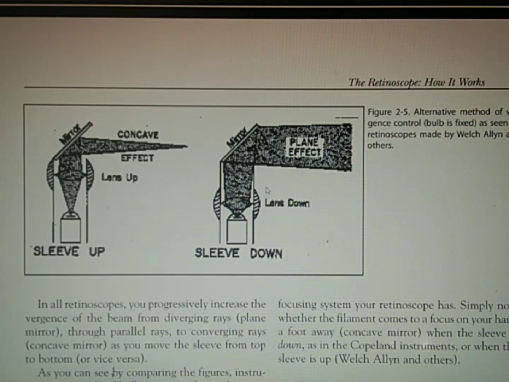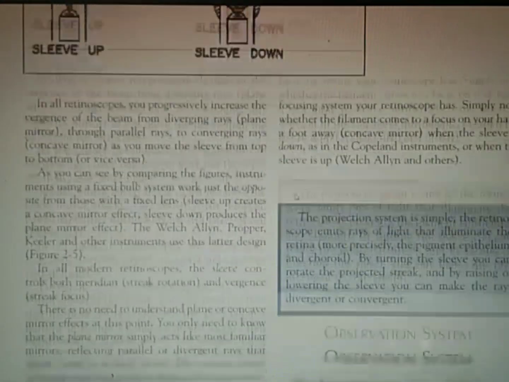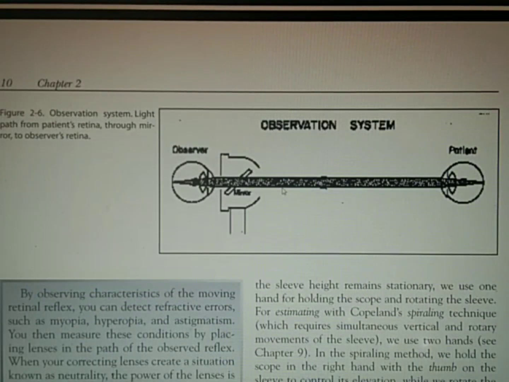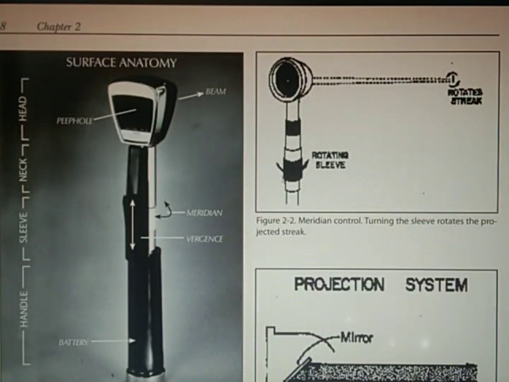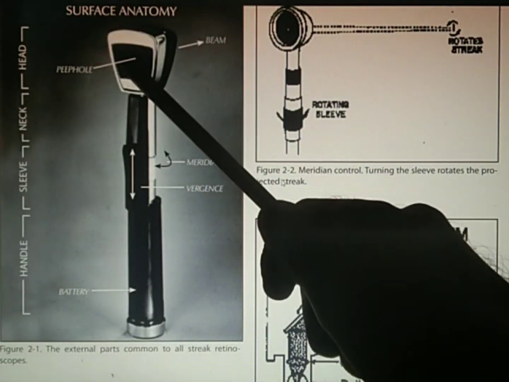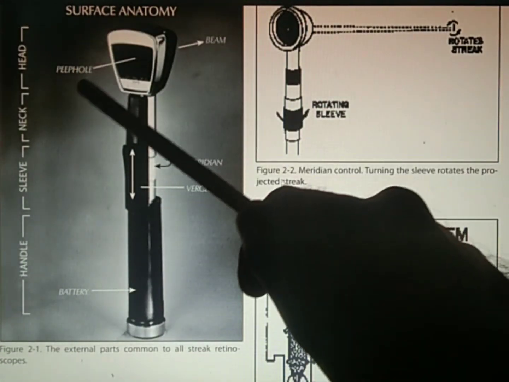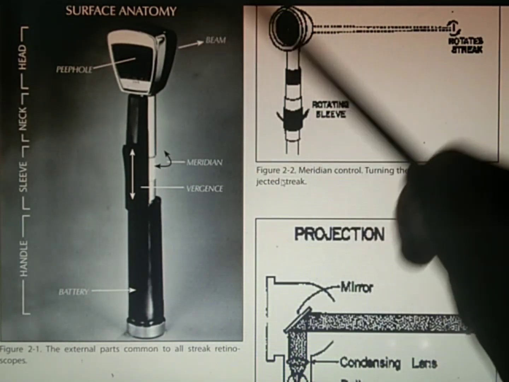Okay, this is everything about the projection system. Let's come to the observation system. Now, if we go back to that image, over here we have the peephole. This is the part from where the examiner will observe the patient's eye.